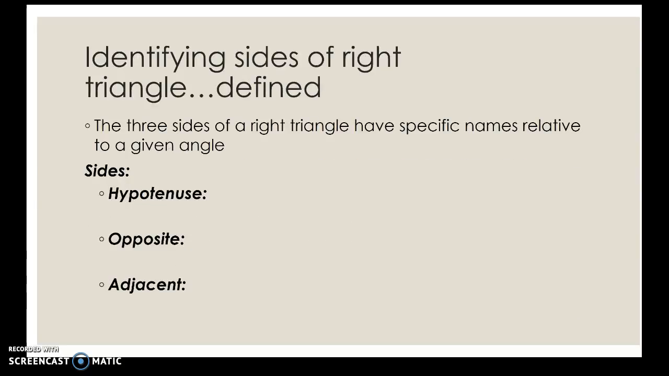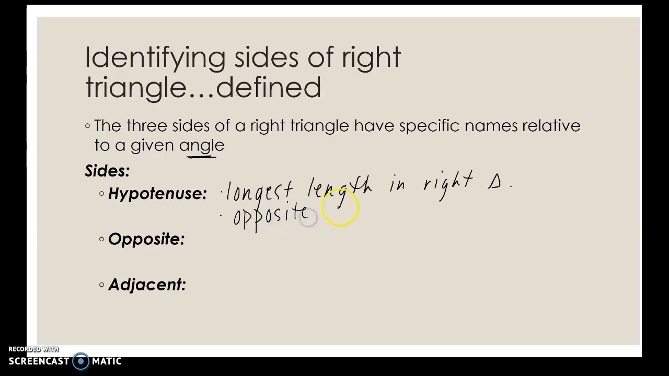The three sides of a right triangle have specific names relative to a given angle. We know the hypotenuse is always the longest length in a right triangle, and it's always opposite the 90-degree angle. So the hypotenuse is always the hypotenuse. It will never be the opposite or adjacent side to the non-right angle.